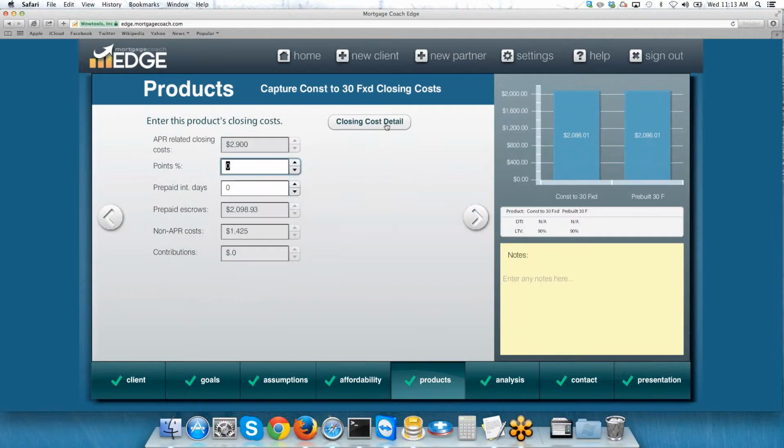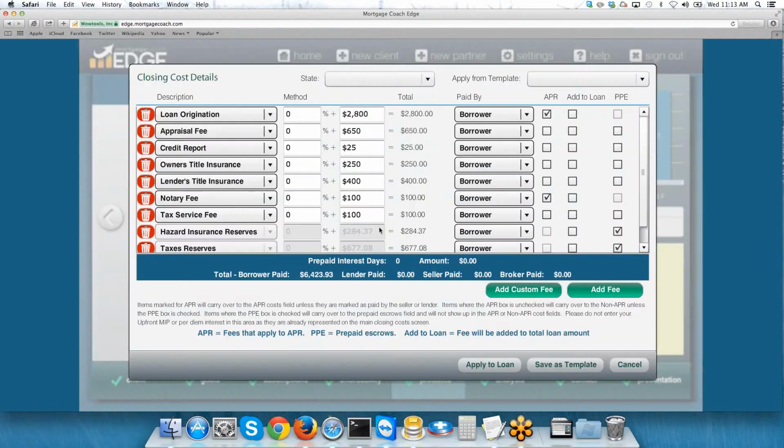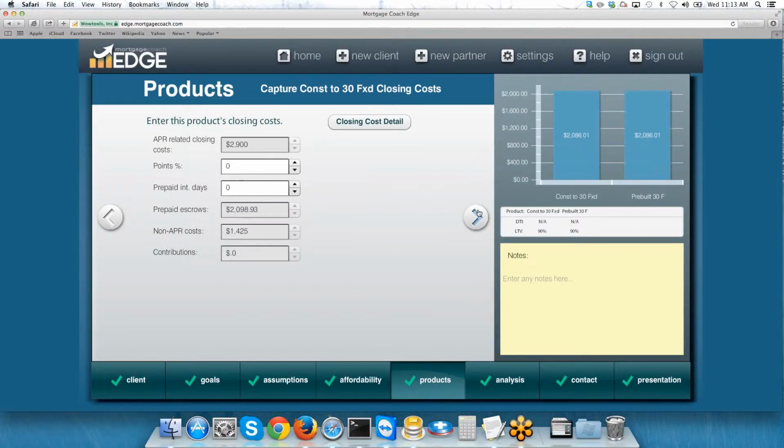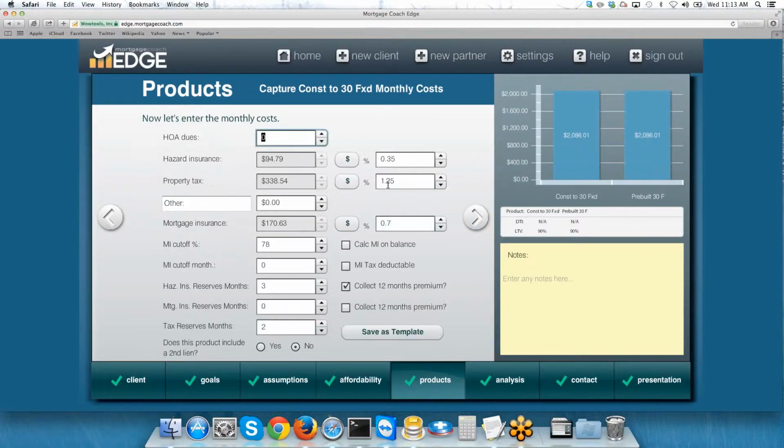So for my next parts, I mean, it's the same thing in the details. I've got my reserves in there. I've got all my basic figures. I applied it to the loan. And then I put in my monthly costs, and you can see I've got MI on this one. And I'm collecting my premiums, and I've got my reserves over here.